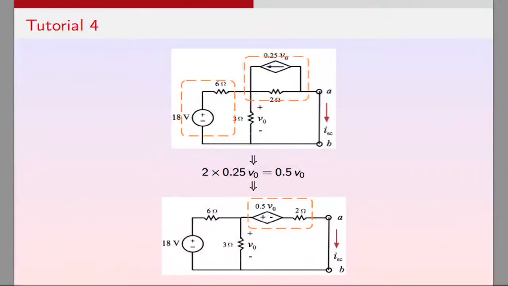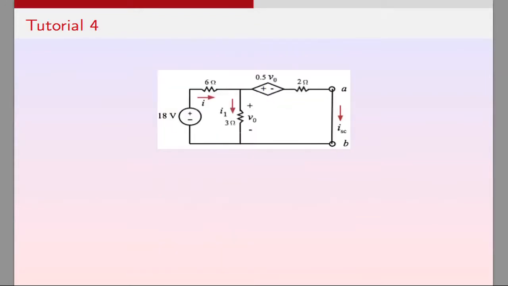And here is our transformed circuit. Notice that the resistor value does not change. Okay, now let's add currents I and I1 to these branches. Of course, the current in this branch is I short circuit. Our objective is to find I short circuit.